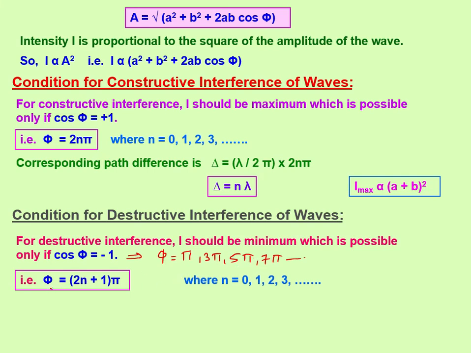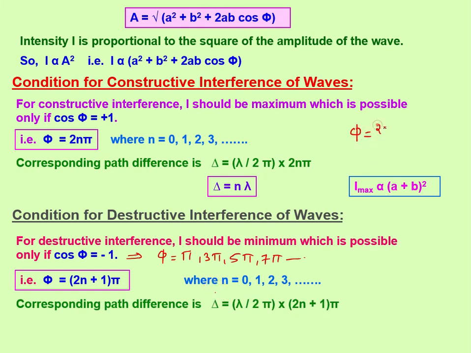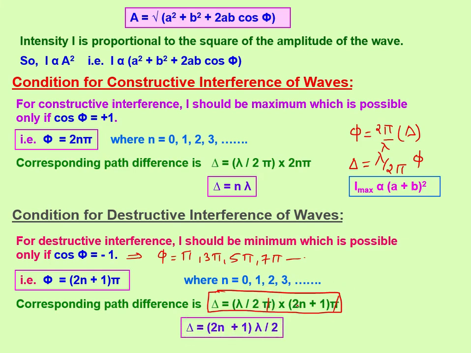So again, this phi is phase difference between two waves for minimum intensity or destructive interference. What would be path difference? What was the equation? Phase difference is 2 pi by lambda into path difference. So make path difference the subject. So we'll get lambda upon 2 pi into phase difference. Phase difference for destructive is (2n plus 1) pi. Simplify. We get 2 pi cancelled, pi cancelled, and we get the equation: path difference is (2n plus 1) lambda by 2.